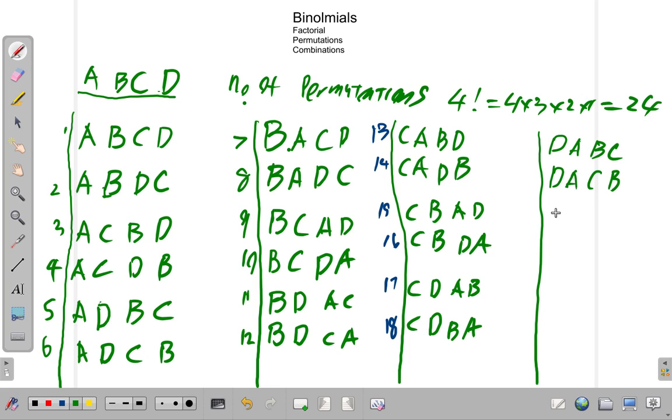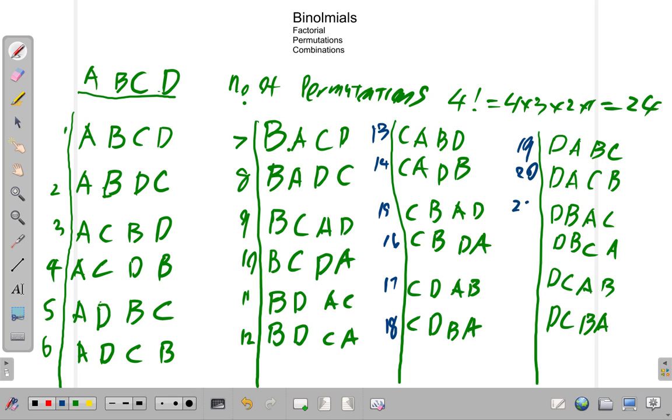Okay. Now we start with D again. This time DB. We should have 2 DBs. DB, then we have AC and DBCA. Okay, good. Now let's start with D again, and this time the second letter is C. And we should have two DCs. Let's see what happens now. If we have DC, we could have DCAB and DCBA. So these come up to 19, 20, 21, 22, 23, 24.